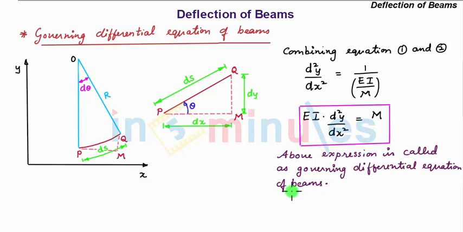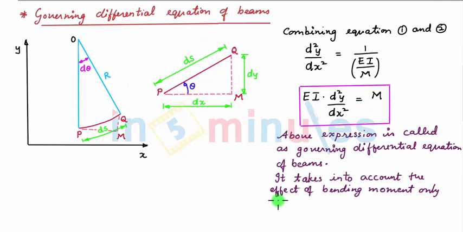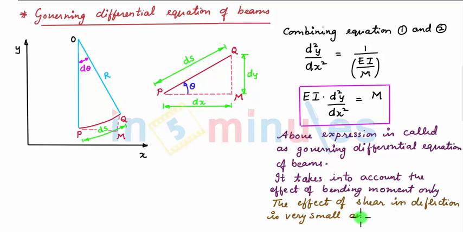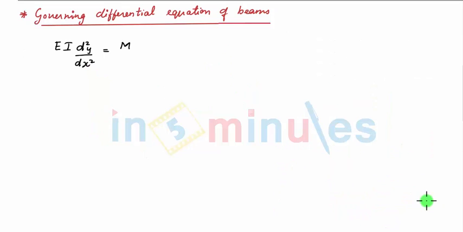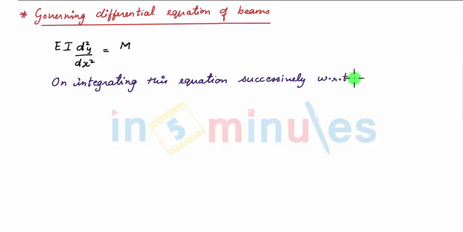An important point to be noted is that it takes into account the effect of bending moment only. Now since the effect of shear in deflection is very small, it is safely neglected. So we have this governing differential equation of the beam. On integrating this equation successively with respect to x, we get the slope and deflection equations.